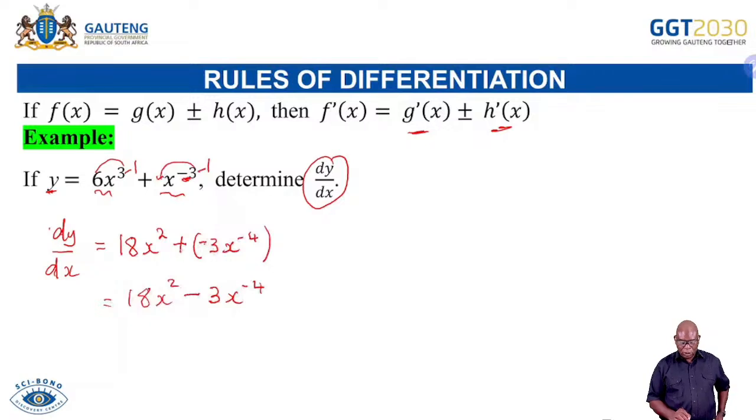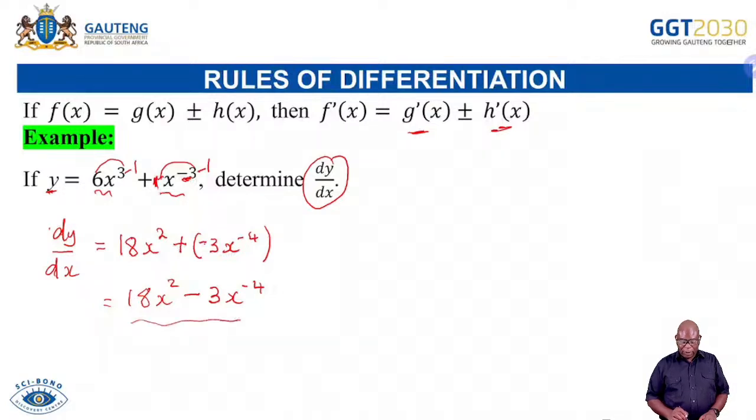Don't forget to change that sign. It's very, very important. That's why I've done it like this, so that you know that sign must change. Anyway, it's going to be negative 3 times positive 1, which is negative. So you should have seen that.